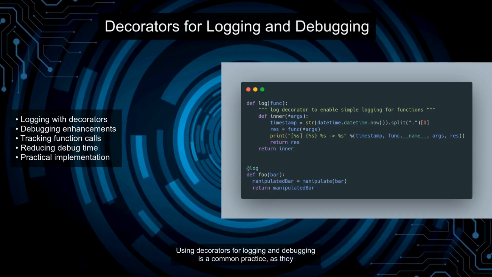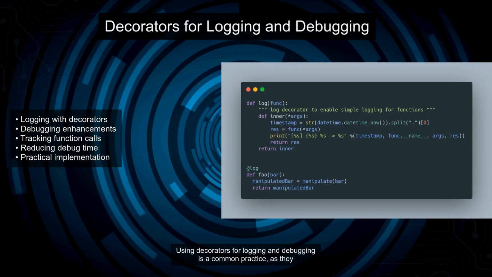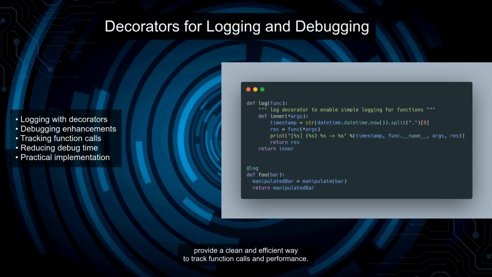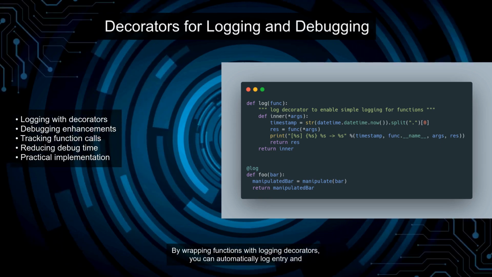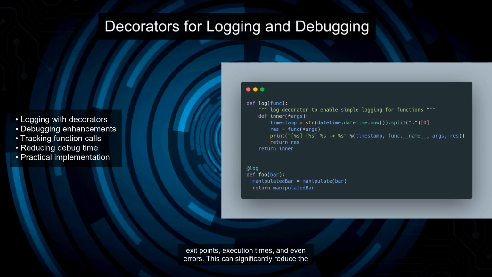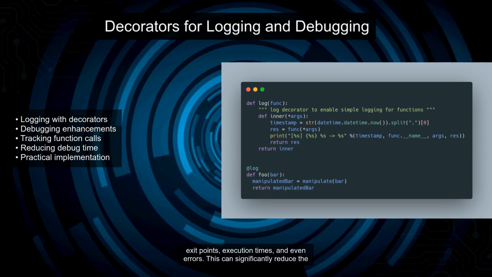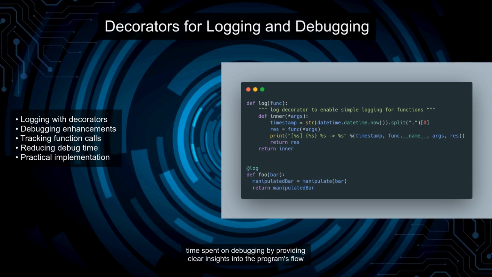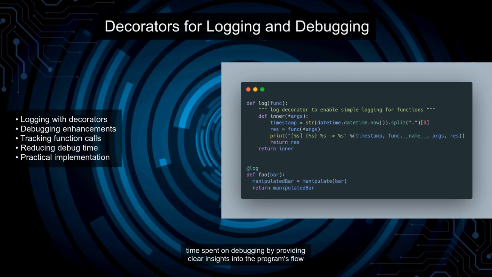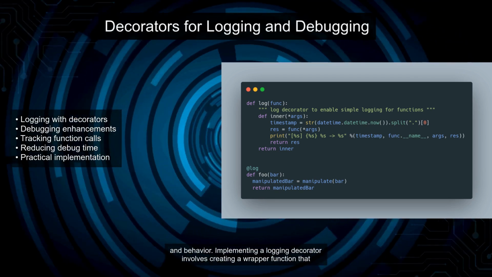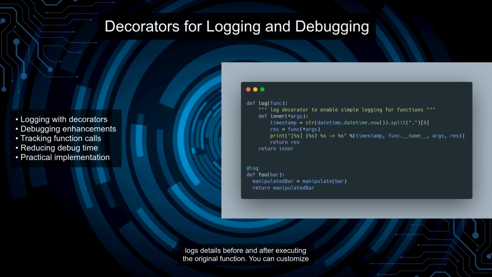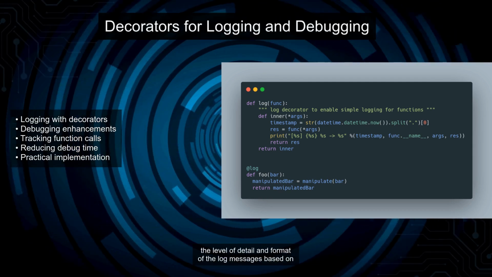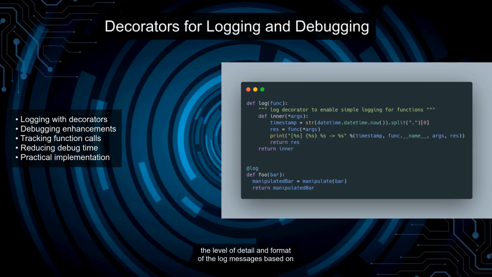Using decorators for logging and debugging is a common practice, as they provide a clean and efficient way to track function calls and performance. By wrapping functions with logging decorators, you can automatically log entry and exit points, execution times, and even errors. This can significantly reduce the time spent on debugging by providing clear insights into the program's flow and behavior. Implementing a logging decorator involves creating a wrapper function that logs details before and after executing the original function. You can customize the level of detail and format of the log messages based on your needs.